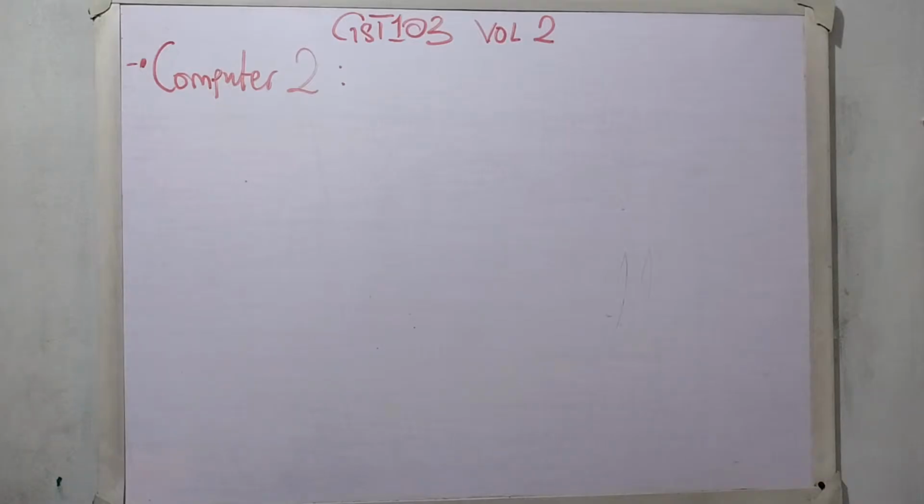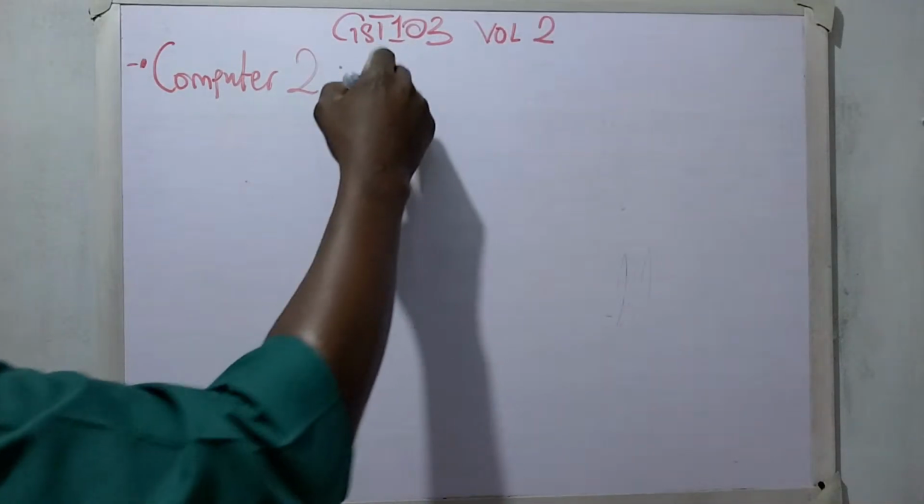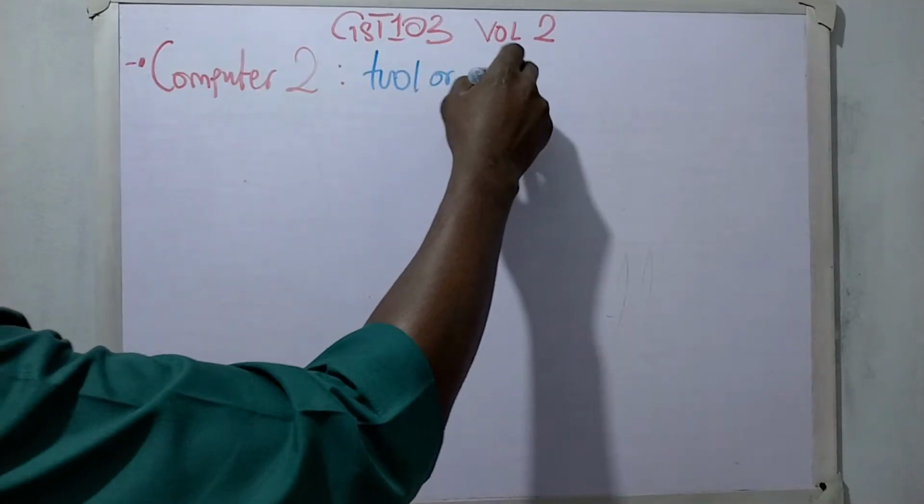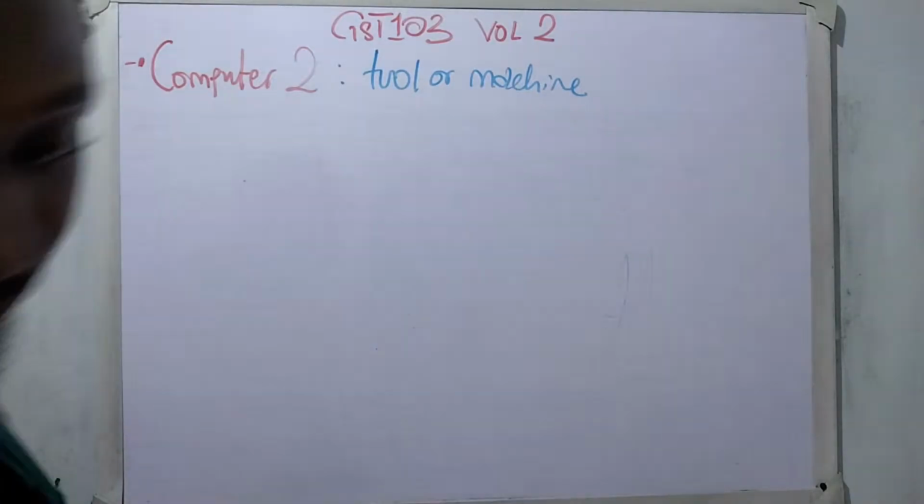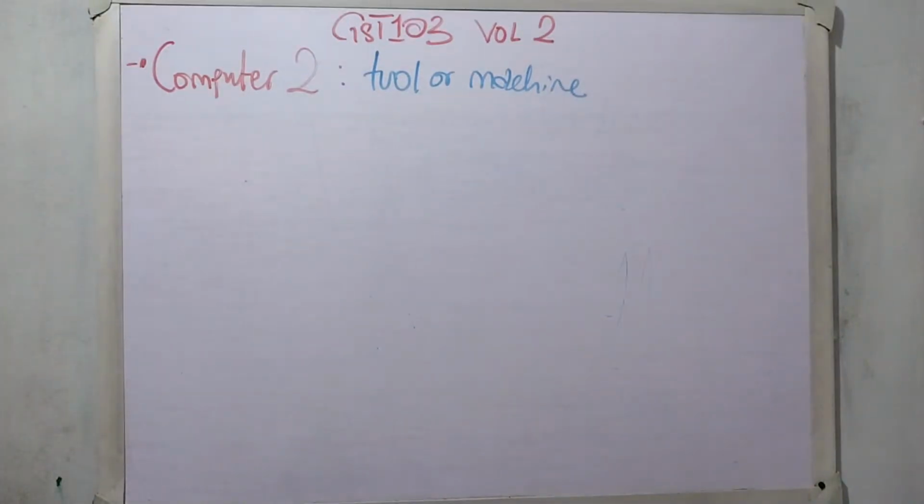So now, when we talk about computer, in our last class we were able to establish the fact that a computer is an electronic machine. It's a machine and it uses electricity. It can also be seen as a tool used to process data. So the first thing we note is that it could be a tool or a machine.